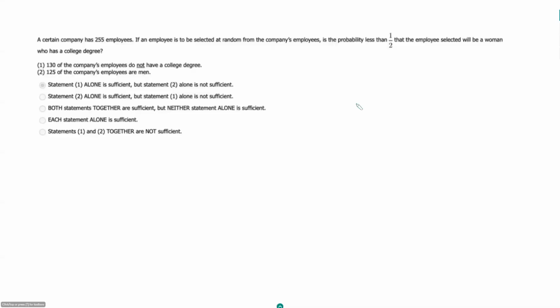A certain company has 255 employees. If an employee is to be selected at random from the company's employees, is the probability less than 1/2 that the employee selected will be a woman who has a college degree?